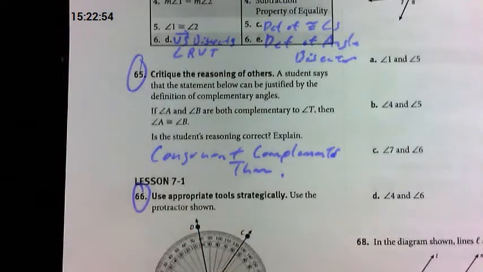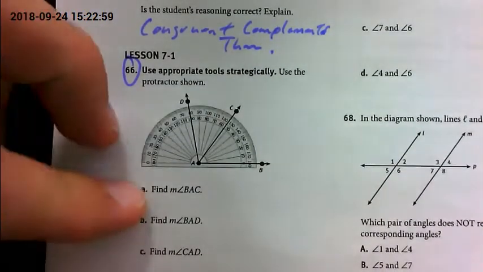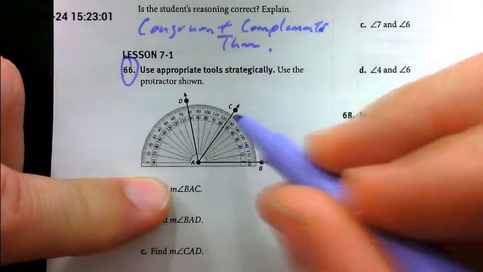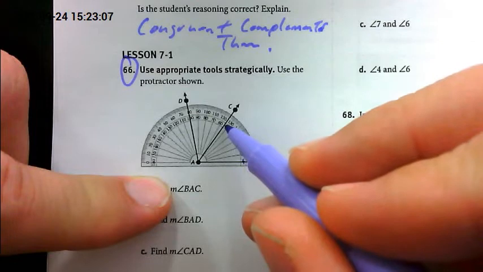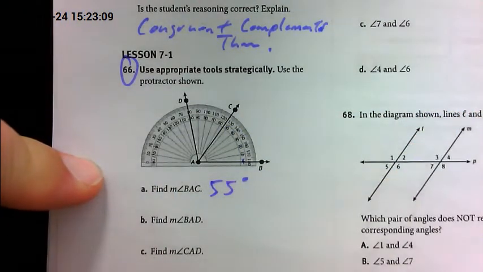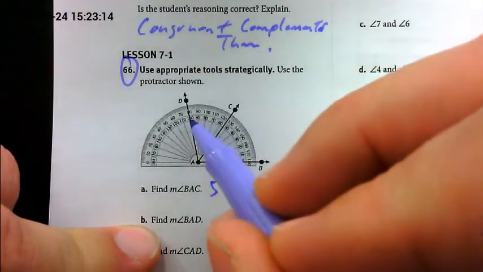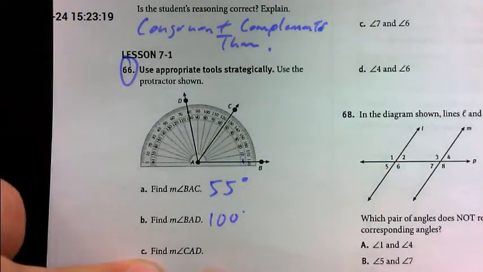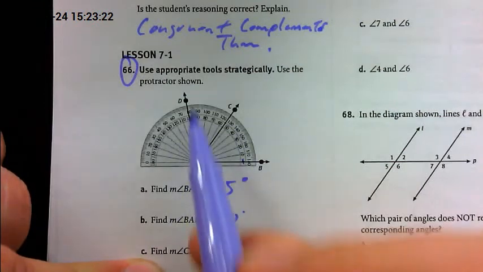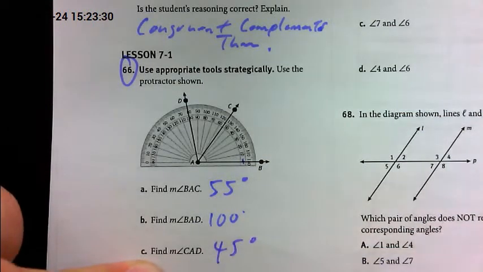All right. Anyway, 66. Use the protractor shown. So on here, find BAC. Here's BAC. This 0 on the inside, I'm going to use. So going up on the inside, that's 55 degrees. Then BAD. Well, that whole thing all the way over there, that looks like it says 100. So that would be 100. CAD. Fast way to find CAD, since it's this angle here, well, it would be this big angle minus this little angle. So 100 minus the 55 would give us 45 degrees.